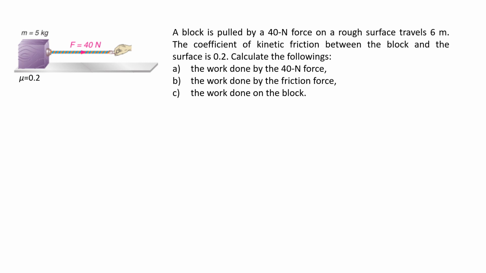A block is pulled by a 40 Newton force on a rough surface, travels 6 meters. The coefficient of kinetic friction between the block and the surface is 0.2. Calculate the following: the work done by the 40 Newton force, the work done by the friction force, and the work done on the block.